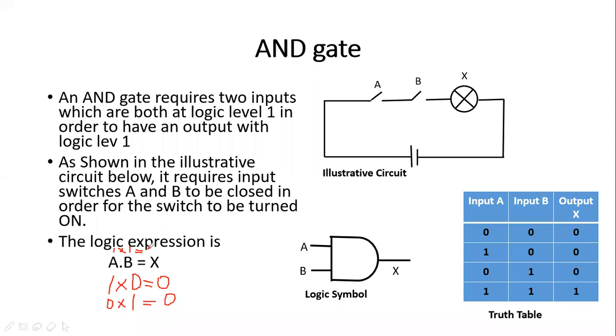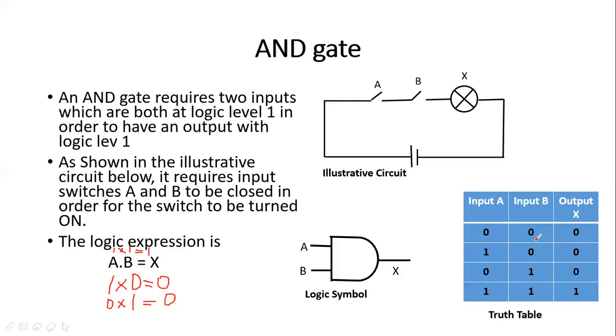What do I mean? This makes it very clear. If you use this illustrative circuit, you notice that you have a battery here, the energy source, pumping electricity into this circuit. As it is moving, if A is open and B is open, then this bulb cannot be turned on. So A is open and B is open, then the output is zero. So zero, zero, the end result is zero, with the bulb remaining in the dark. That's how come we put zero, zero, have a zero.